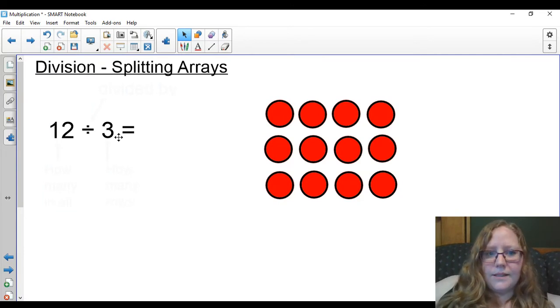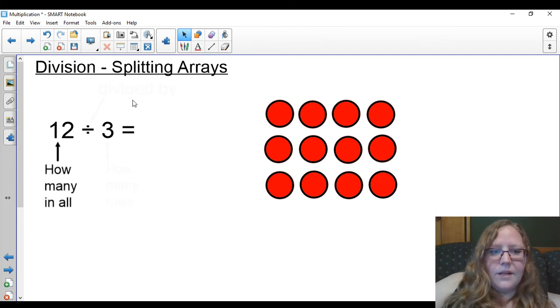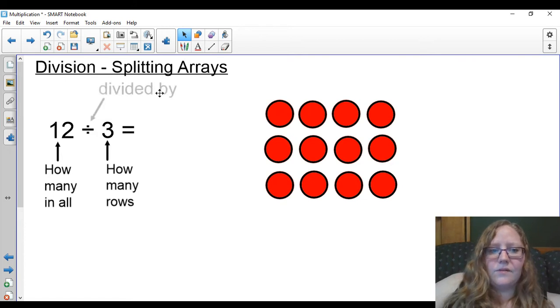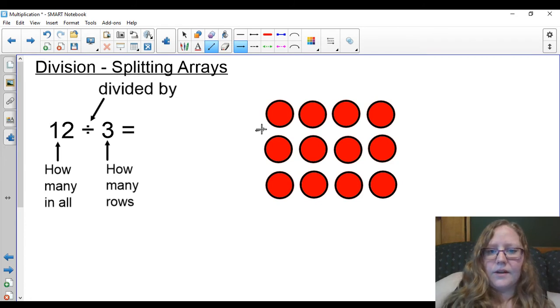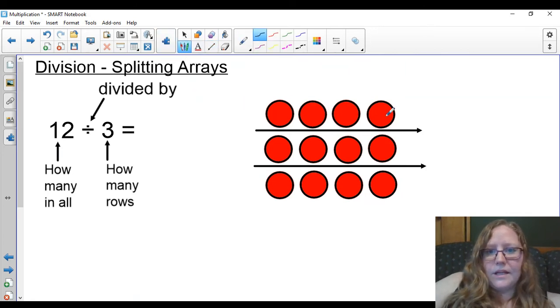For arrays, it's the same thing. So my array is already together, but instead of telling me there's 3 rows with 4 in each row, which would be 3 times 4, I'm splitting arrays. So my 12 is how many in all, and my 3 is how many rows I can make. And of course, my division symbol is there as well. So I'm going to split it into 3 rows. Okay, and then my answer is how many end up being in each row? There are 4 in each row.